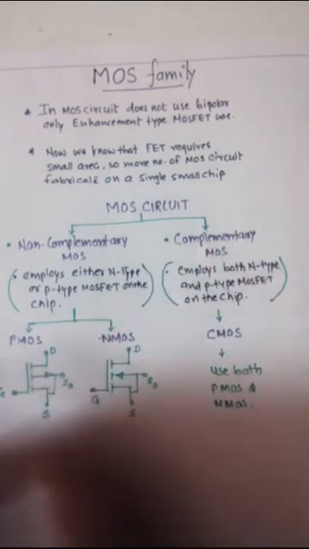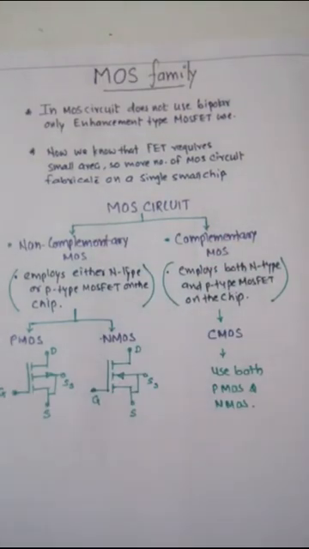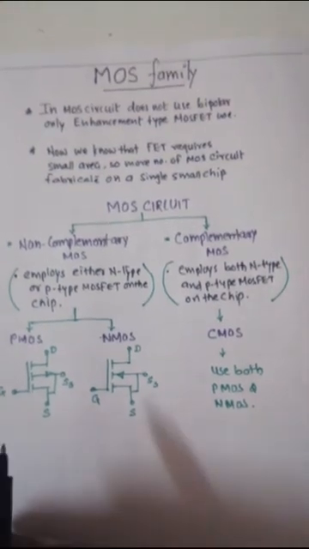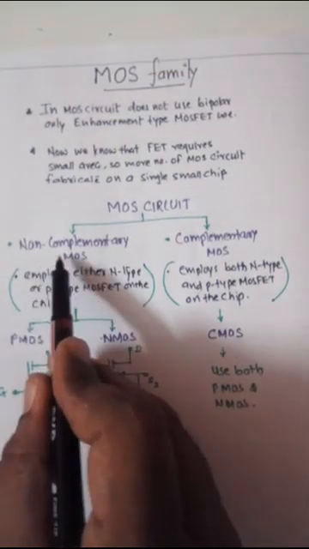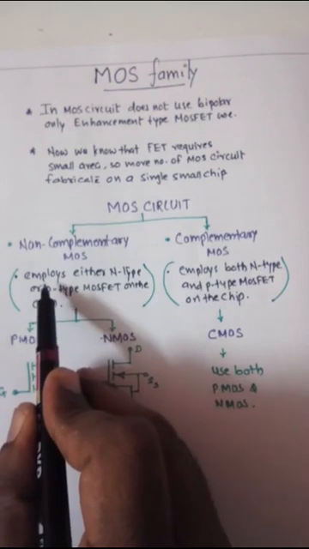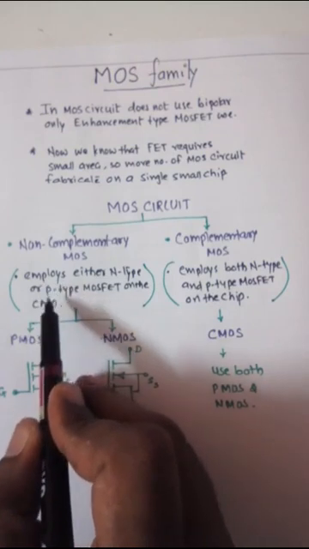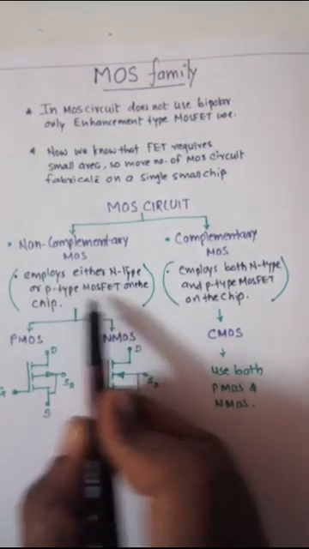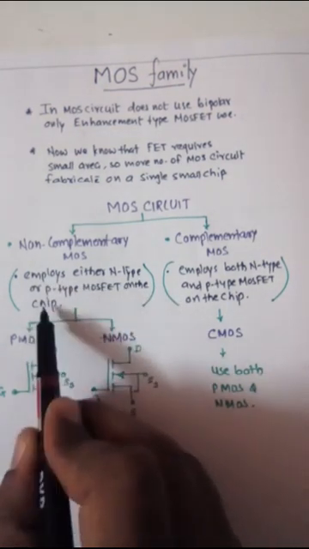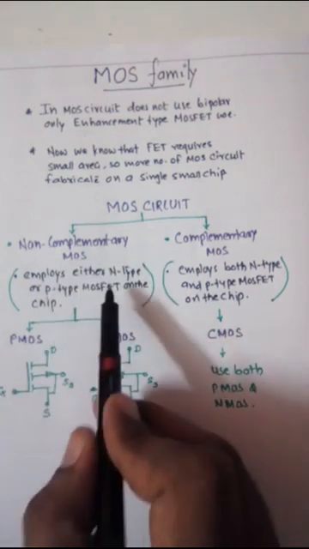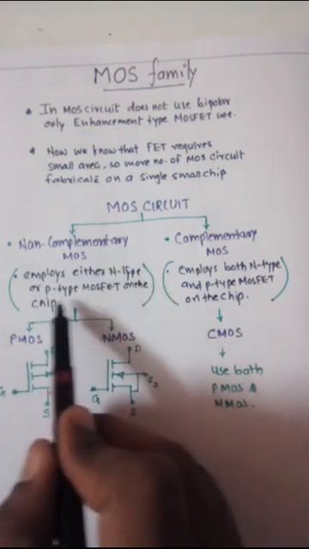Now basically MOS circuits have two different types: one is non-complementary and the other is complementary MOS. What is meant by non-complementary MOS? Here we have two types, either N-type MOSFET or P-type MOSFET. We employ either N-type or P-type MOSFET on the same chip. This is called non-complementary MOS, because we use only N-type or only P-type.